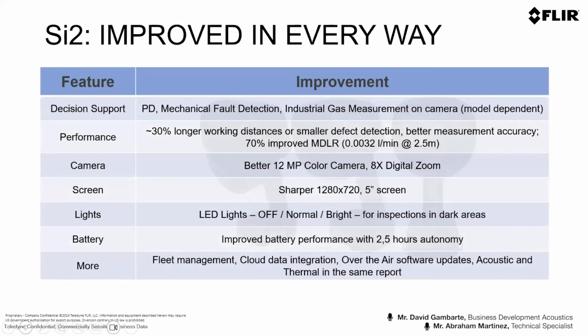So, in brief, the improvements. Decision support with partial discharge, with mechanical fault detection, industrial gas measurement on camera, and not an improvement, but of course we still have the compressor finding. The performance is improved as well: 30% longer working distances up to 200 meters, as I said, and 70% improved minimum detection leak rate. So now it is 0.0032 liters per minute minimum leak rate, which is a big improvement for us, and it might allow you to find really, really small leaks in cases where you couldn't before.